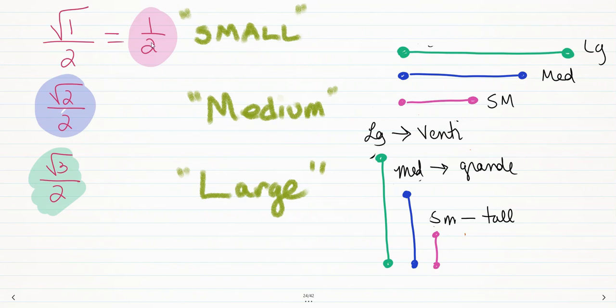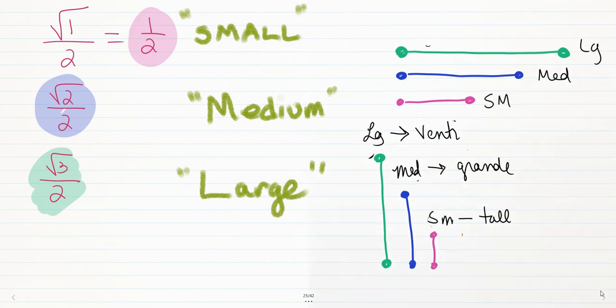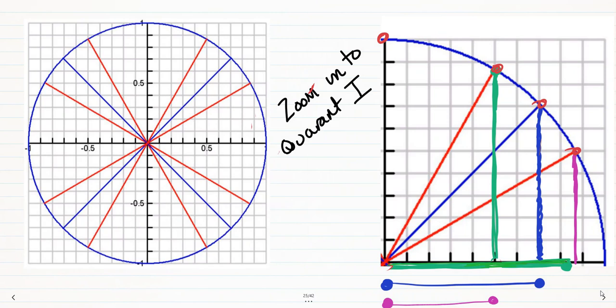It really is that easy, just small, medium, and large. We'll think of the 1/2 as a small, the square root of 2 over 2 as a medium, and the square root of 3 over 2 as a large. And look at how those lines appear in the unit circle. All I've done here on the right is zoomed in to this quadrant 1 of the unit circle. And we can see the long line goes out to this length or to this height.